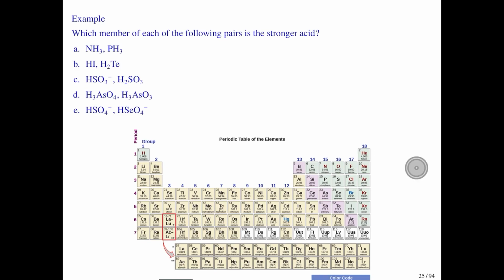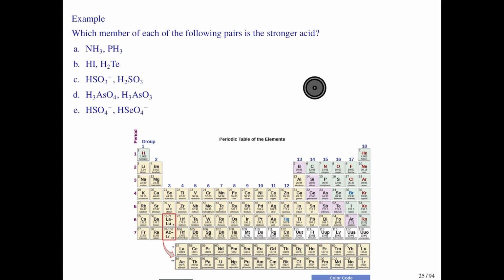That kind of thing. So here's a set of 5 pairs of acids, and we're to determine which of the ones in the pair is the strongest. So here in this first example, we're trying to compare ammonia to phosphorus trihydride, and they want to know which of these is going to be the stronger acid.